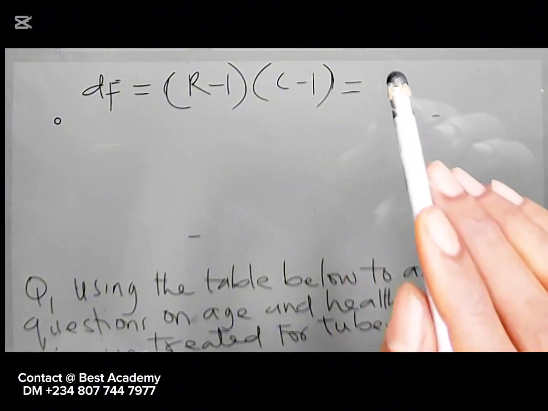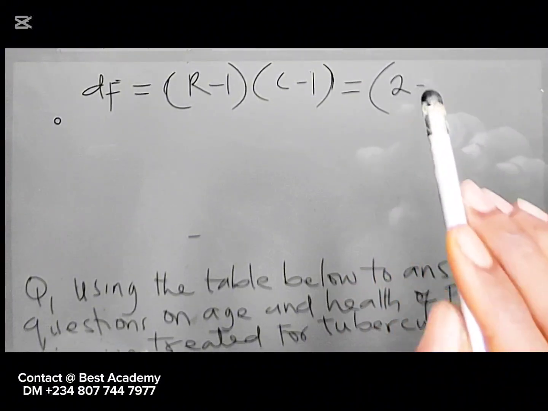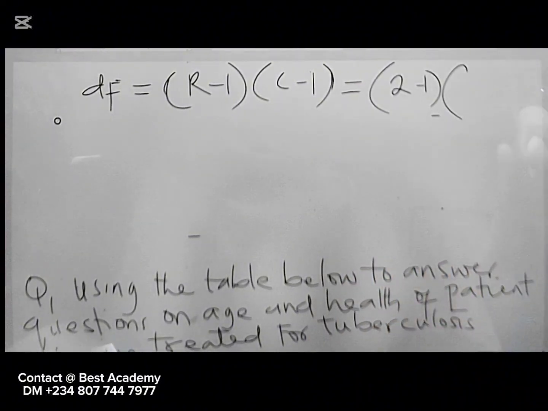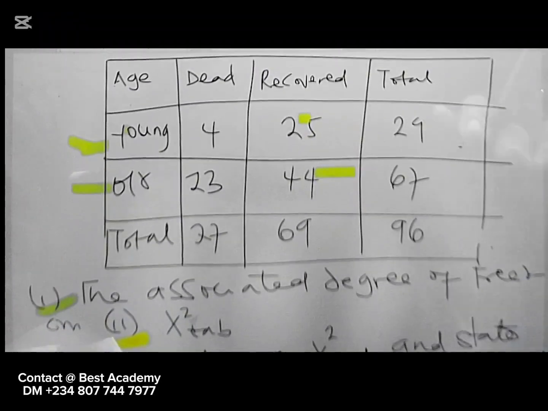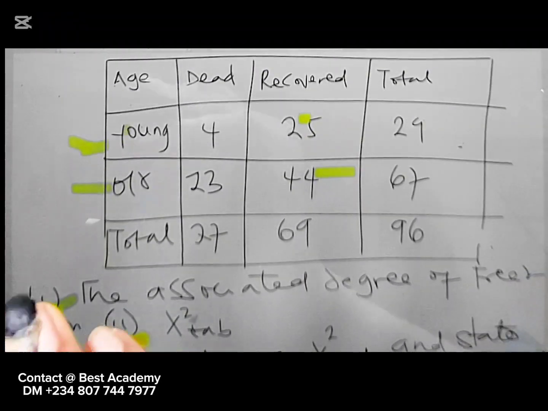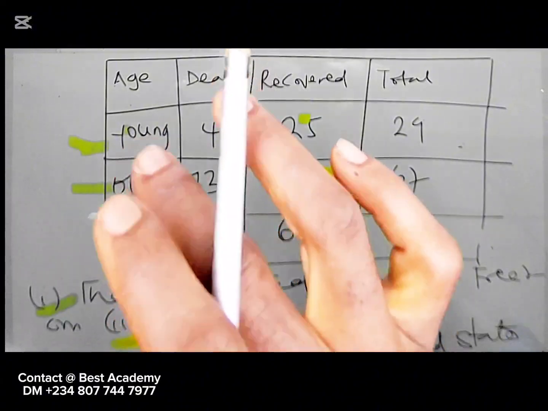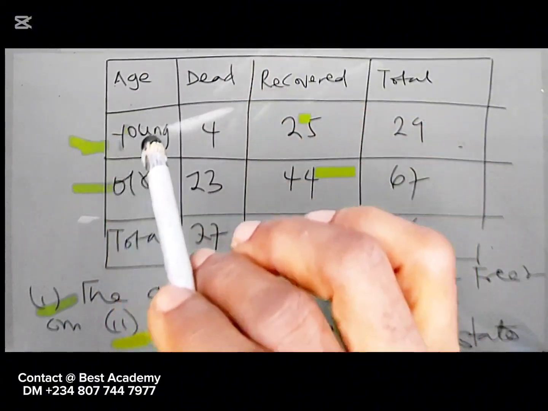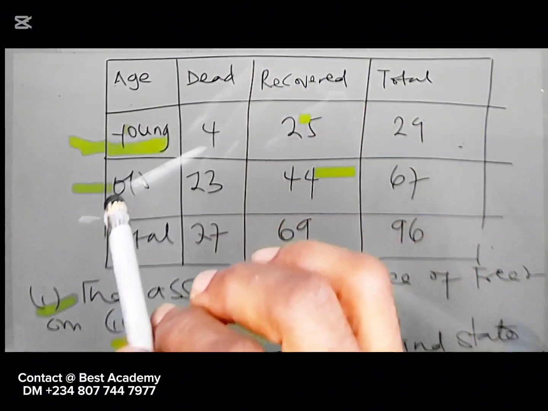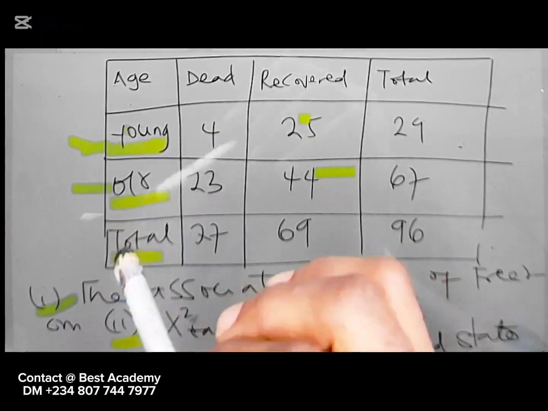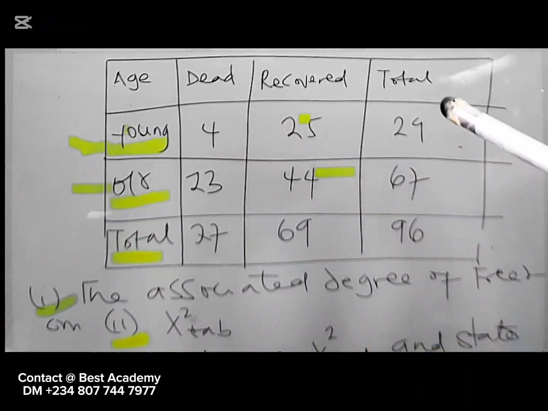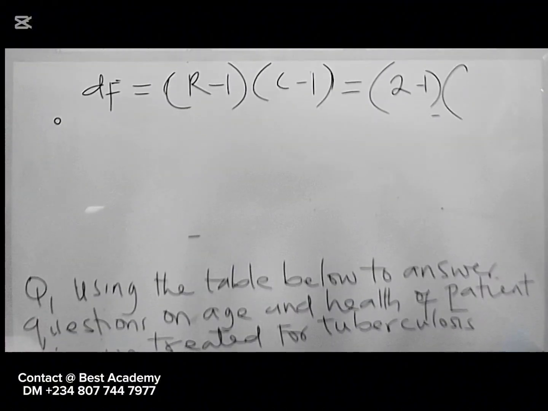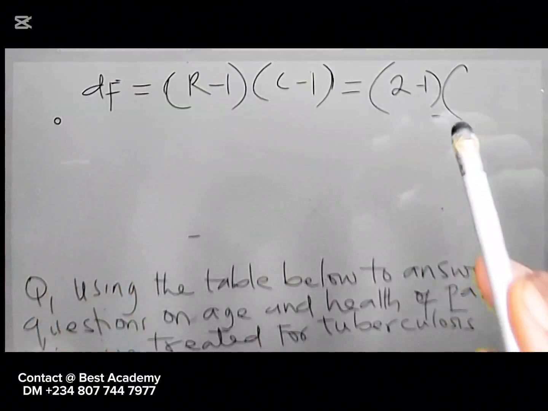That is, I have this to be 2 minus 1, times the column, which is the vertical part, except the total and except the later part. This is the later part here. This is not the observed. I won't involve this. So I will start from the number. So this is 1 2. I won't involve the total. So it's 2, and the column is also 2.